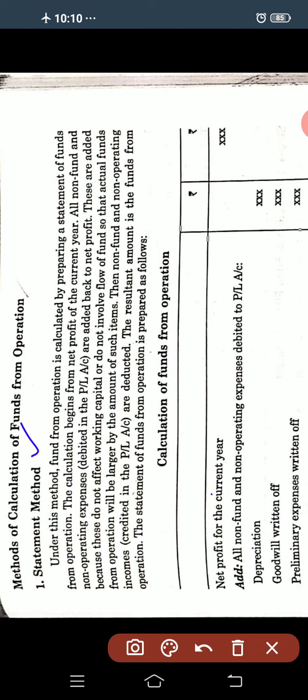Then the non-fund or non-operating incomes. Here the non-fund or non-operating incomes means the items that are credited to profit and loss account, and they are deducted from the net profit. So the resultant amount is the fund from operation. So for the current year net profit, we will add the non-fund items that are expenses, and we will deduct the non-fund or non-operating incomes. We will get the fund from operation.